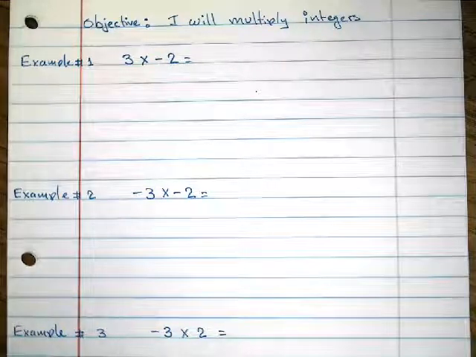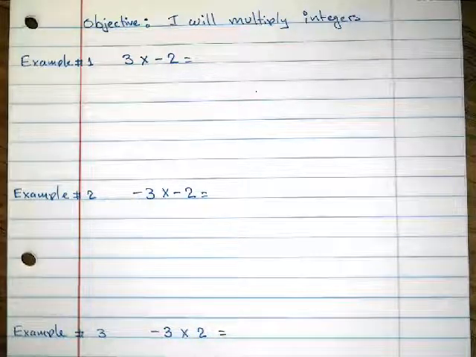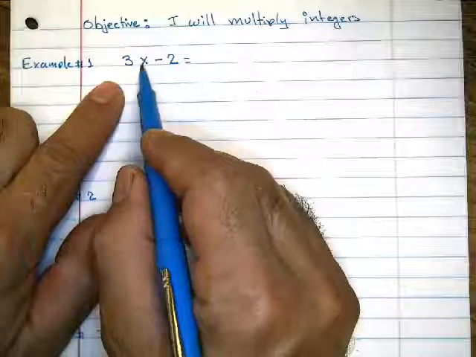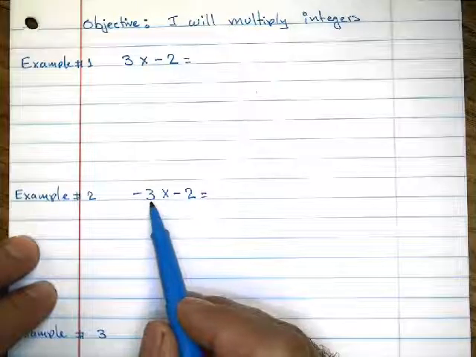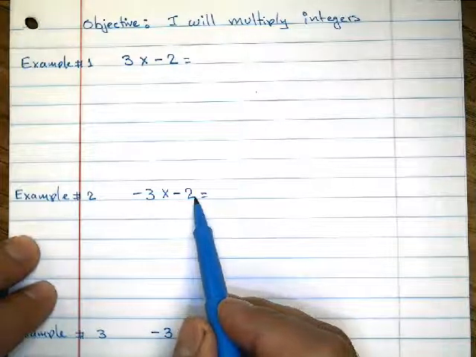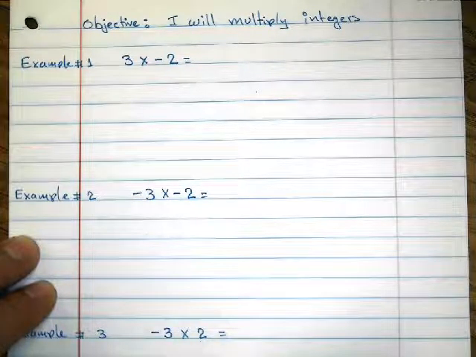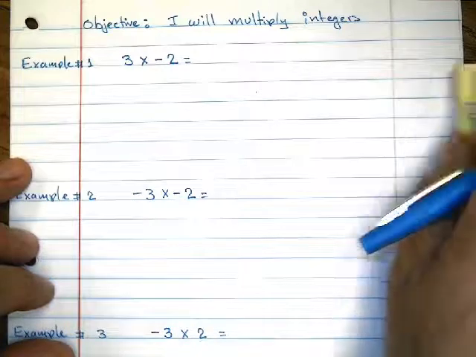Okay, for today's objective, I will multiply integers. So for my first example, I have a positive 3 times negative 2. On my second example, I have negative 3 times negative 2. In my last example, I have a negative 3 times 2. And I'm using the same numbers, just with different signs, so you can see how to apply the rules.